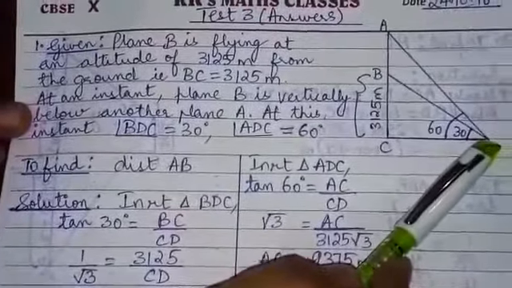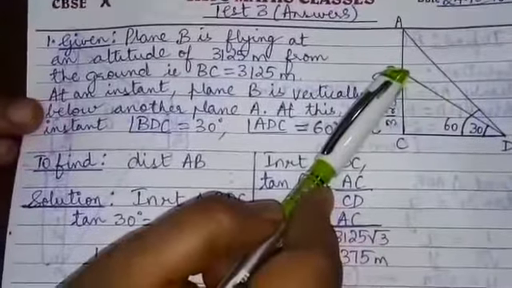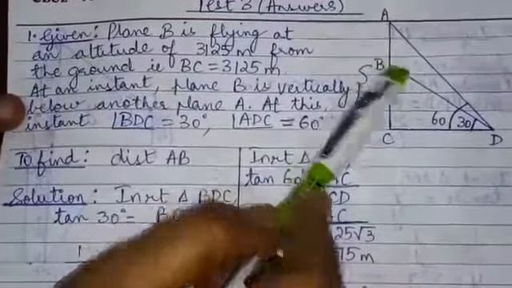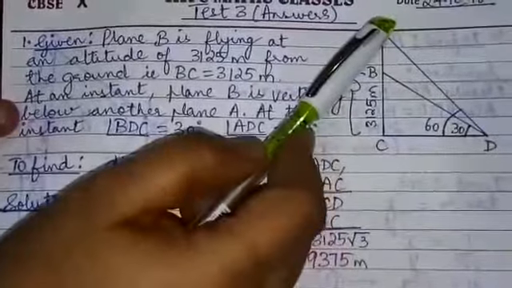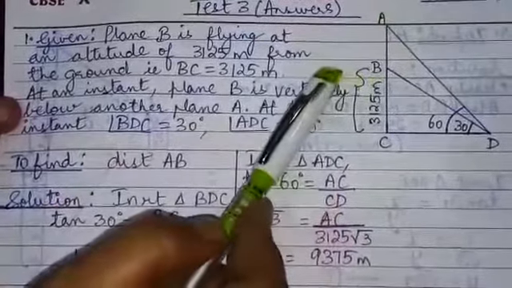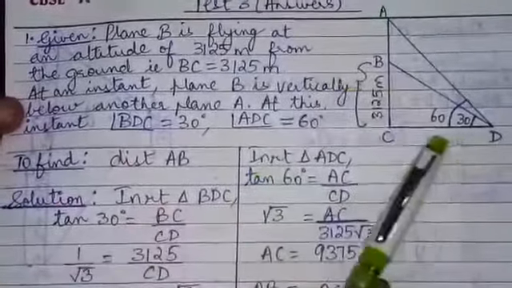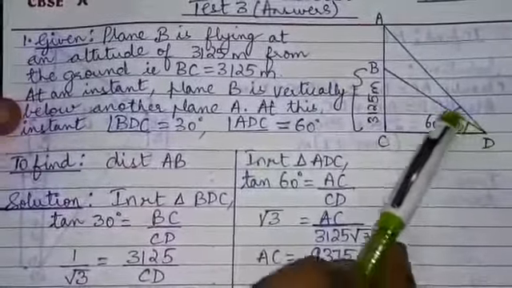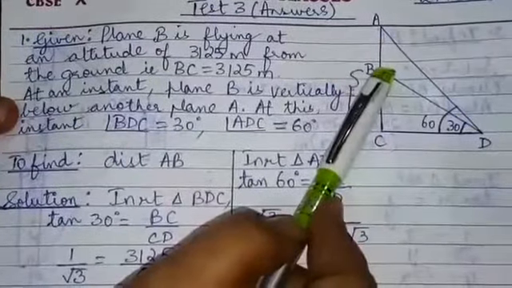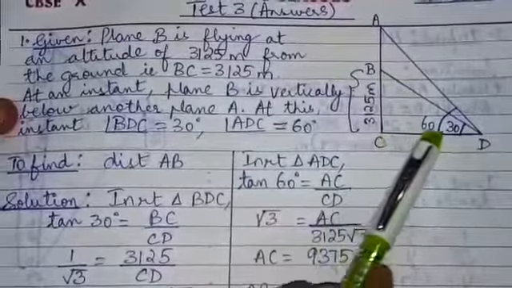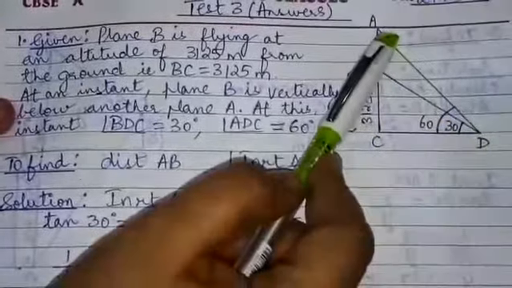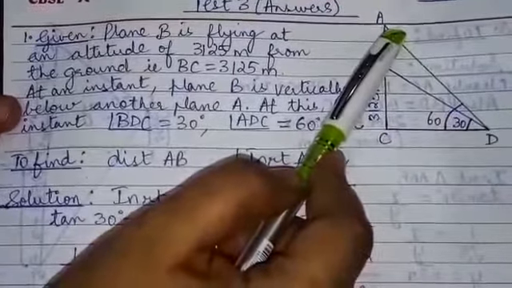So connecting D and B is one line of sight. Connecting D and A is the other line of sight. Now the angle between the horizontal and the line of sight is an angle of elevation. Again, the angle between the horizontal and this other line of sight is the second angle of elevation.